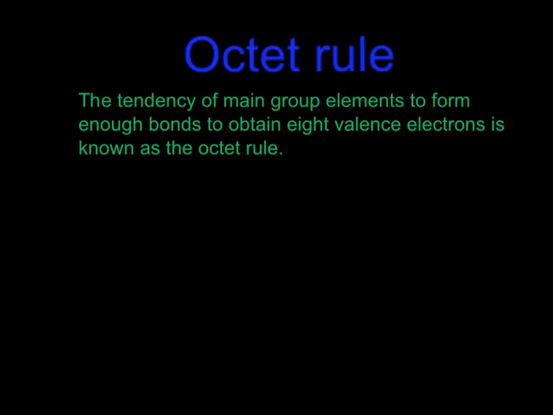The tendency of main group elements to form enough bonds to obtain 8 valence electrons is known as the Octet Rule. And the number of bonds that an atom can form can usually be predicted by the number of electrons needed to reach an octet, or 8 valence electrons. Carbon is a great example. Carbon has 4 valence electrons. So carbon wants to form 4 single bonds often to reach an octet.